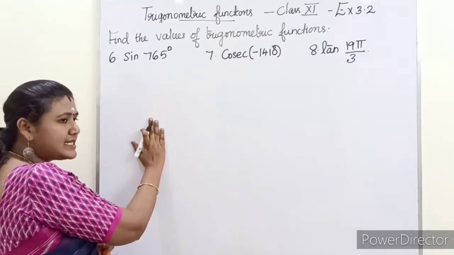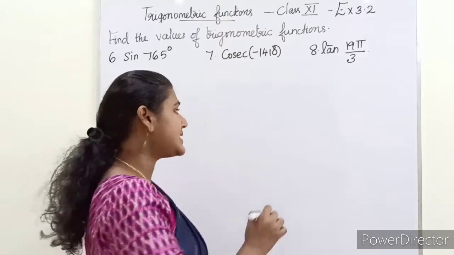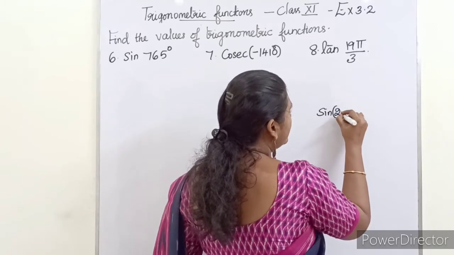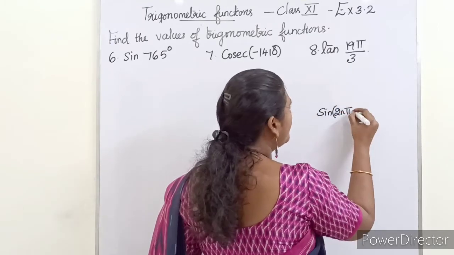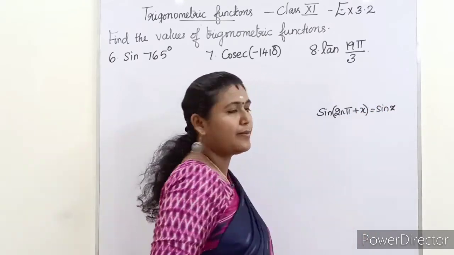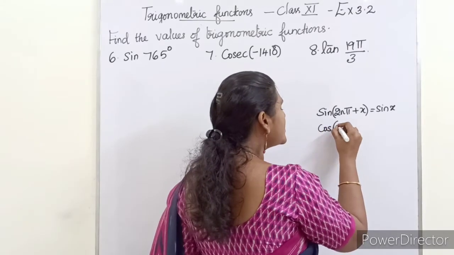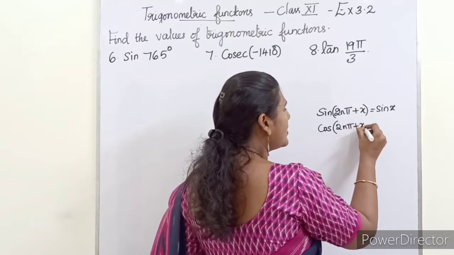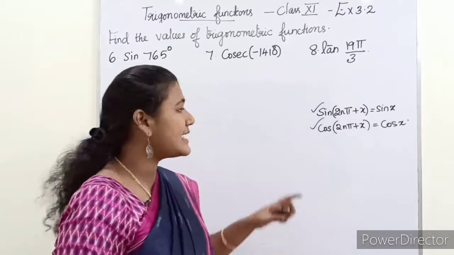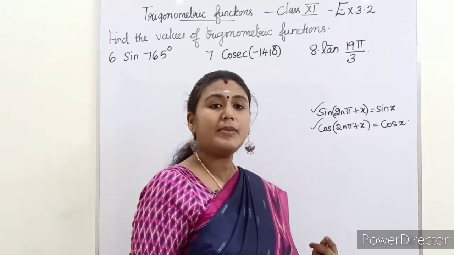For this type of question, first we have to remember the concept that the sin value will not change for an integral multiple of 2 pi. This we have already studied. Sin of 2n pi plus x is equal to sin x, and the same for cos. So cos of 2n pi plus x is equal to cos x. So using these two properties, sin x will repeat after an integral multiple of 2 pi.